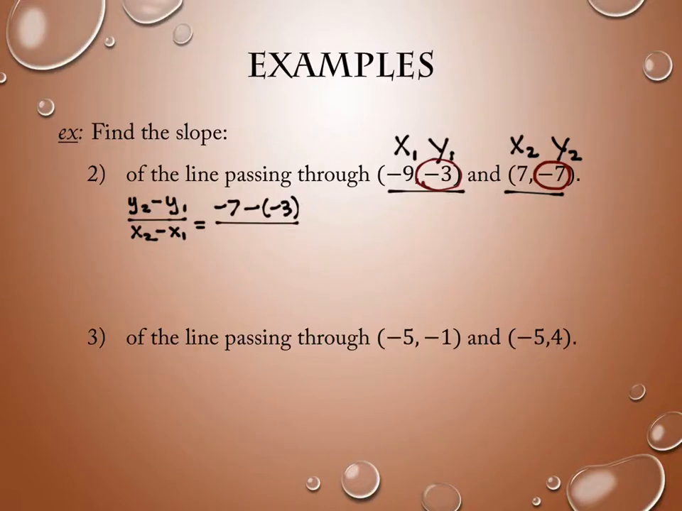What is x2? That's actually 7. I won't circle it again because I've got so many circles going on. And what about x1? -9. So I need minus a -9. So what happens when I have that minus a negative?